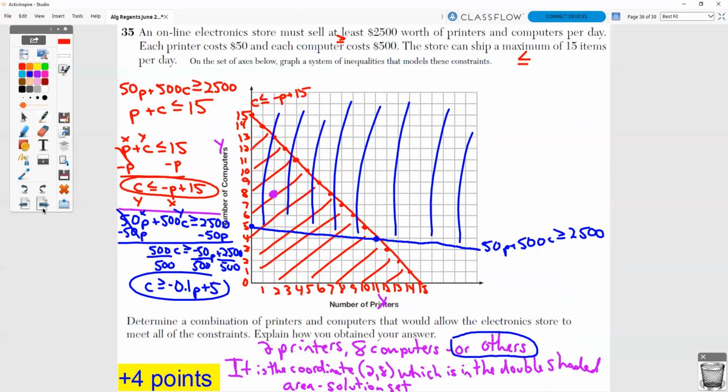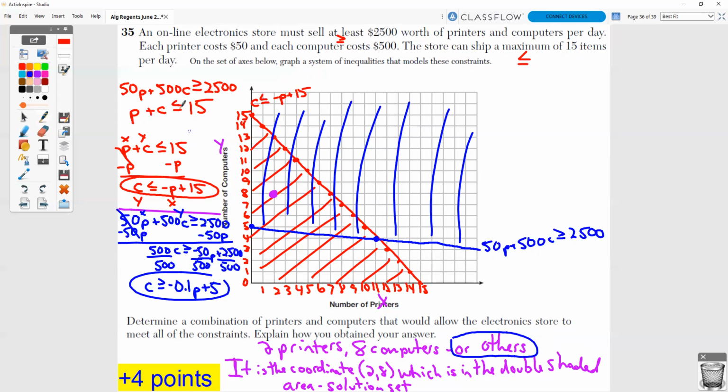In question number 35, an online electronics store must sell at least $2,500 worth of printers and computers. At least means greater than or equal to. You have to be at least 16 years old to drive a car. So you could be equal to 16 or more than 16. So greater than or equal to. Each printer costs 50, the computer costs 500. The store can ship a maximum, so that's the highest number that it could be, of 15 items per day. So it could be less than 15 if they don't sell a lot, or it could be exactly equal to 15. So setting up our equations.